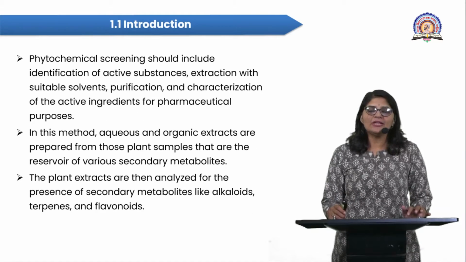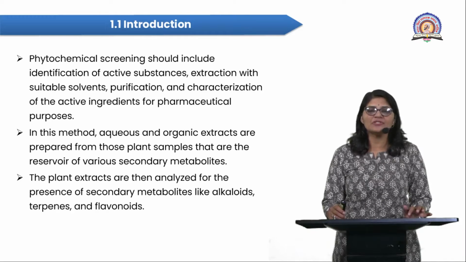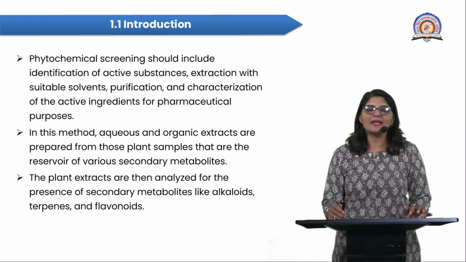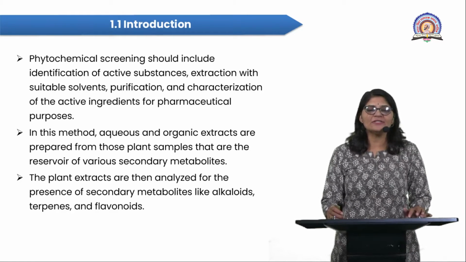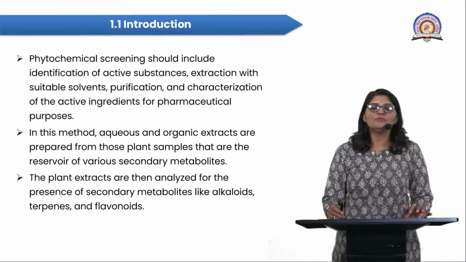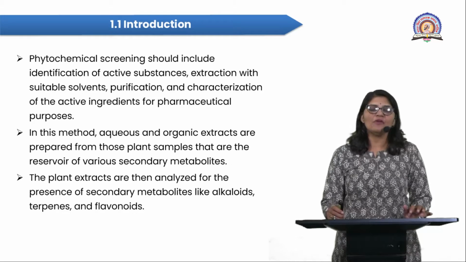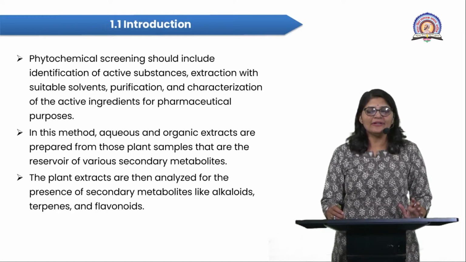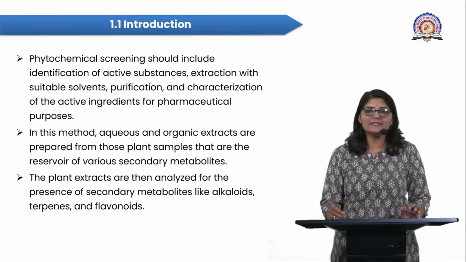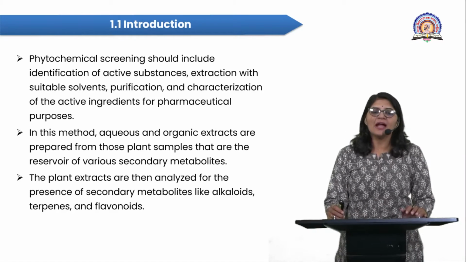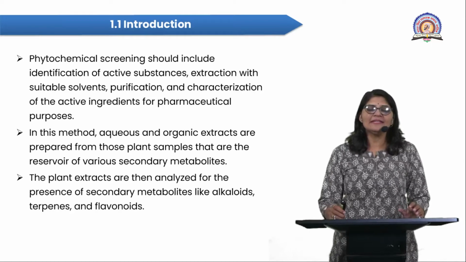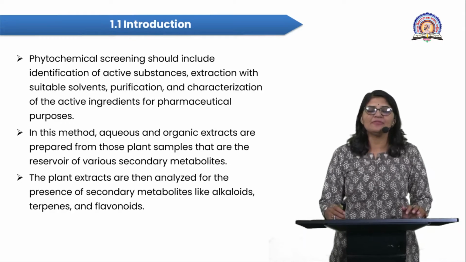Then the phytochemical screening should include the identification of active substances, extraction with a suitable solvent system, purification, and the characterization of the active ingredient for pharmaceutical purposes. In this method, aqueous and various organic extracts are prepared from those plant samples that are a reservoir of various secondary metabolites. Using different extraction methods, various extracts are prepared by using various polar and non-polar solvents, and these solvents specifically leach out the variety of secondary metabolites present within that plant part.